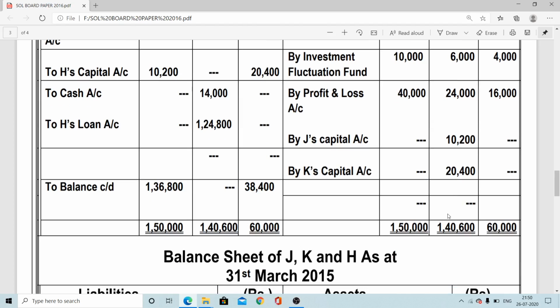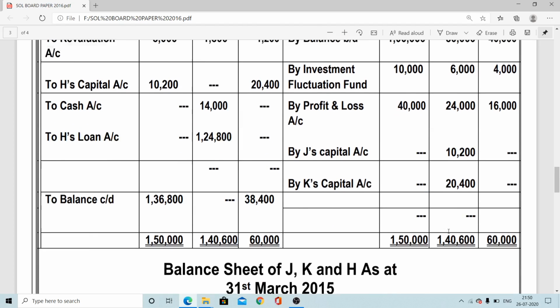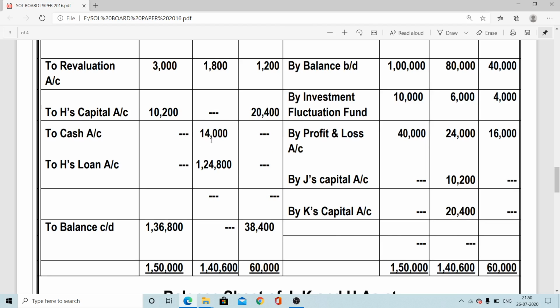The retiring partner's total benefit comes here, 1,40,600. And as per instruction, 14,000 will be paid by cash, so therefore to cash 14,000. So 1,40,600 minus 14,000, the balance we have to transfer to his loan account as per the instruction of the question. That 14,000 will be paid in cash and the remaining will be transferred to his loan account. So therefore to H loan 1,24,800.